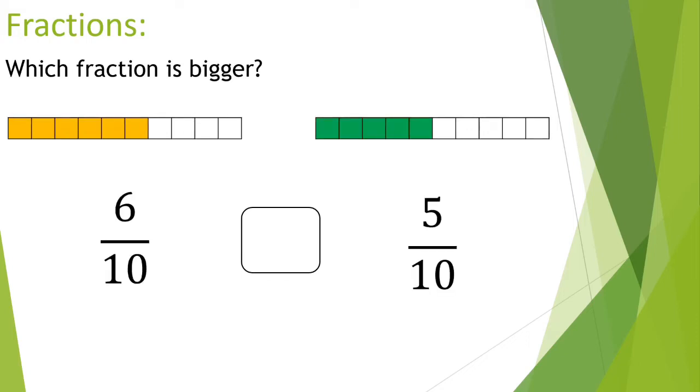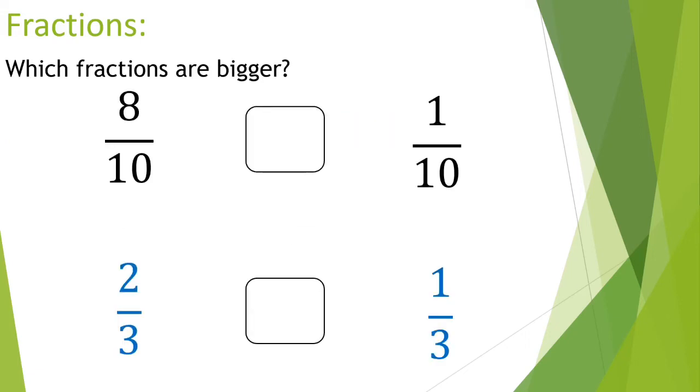So here we have 2 more fractions. We can see that both of the denominators are 10. We can see the orange one is the bigger fraction. 6 of those equal 10 parts have been shaded in compared to the 5 equal parts shaded in on the green bar. So therefore 6/10 is bigger than 5/10.